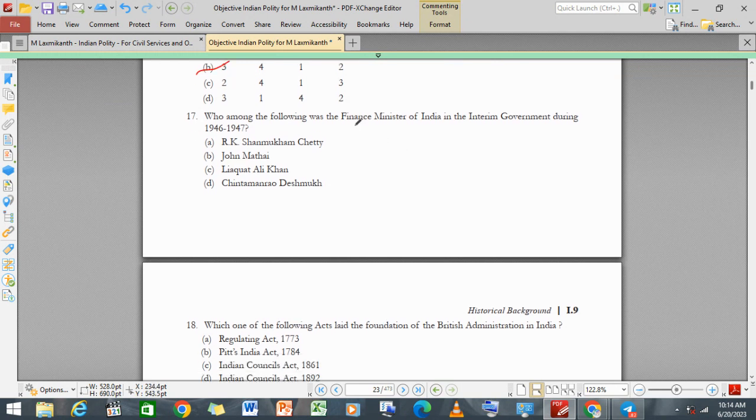Question 17. Who was the Finance Minister of India in the interim government during 1946 to 1947? This one I don't completely know. I'm not sure about the Finance Minister, so I won't answer it, though we will look at the answers and mark it up.